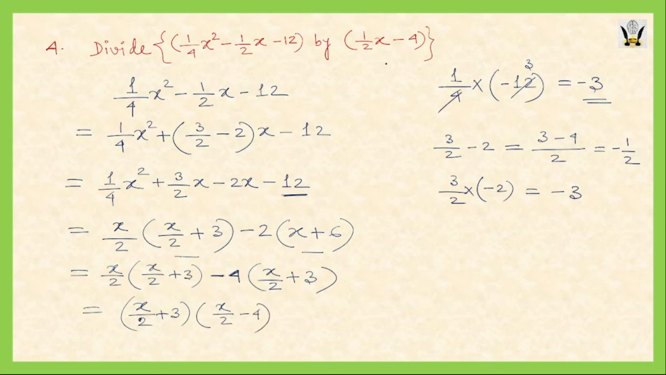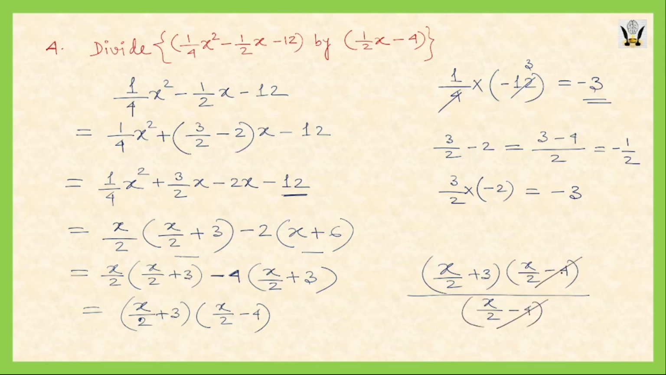Now as we can see here, the divisor is also x by 2 minus 4. So in place of this algebraic expression, if we write x by 2 plus 3 and then the other factor x by 2 minus 4, and if we divide by that divisor x by 2 minus 4, then this and this are common in the numerator and denominator, they will cancel each other, and what will remain as the quotient of this division is x by 2 plus 3.